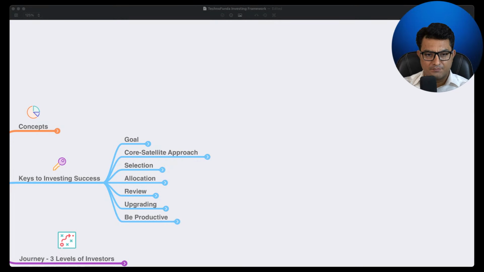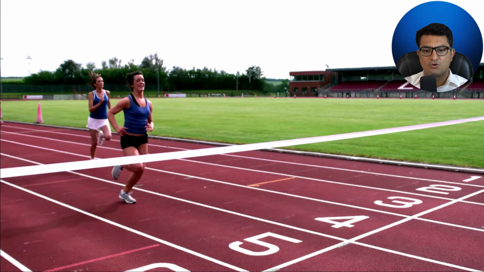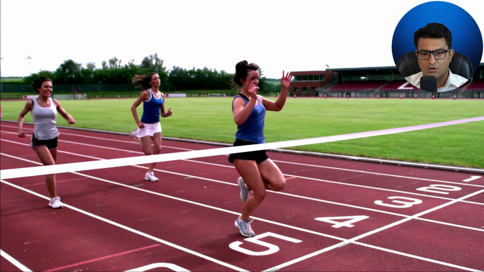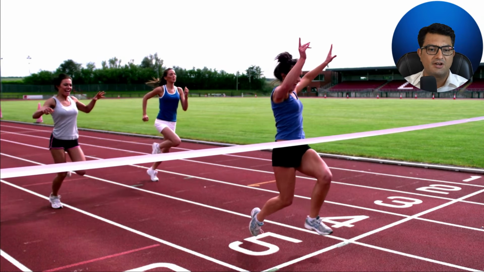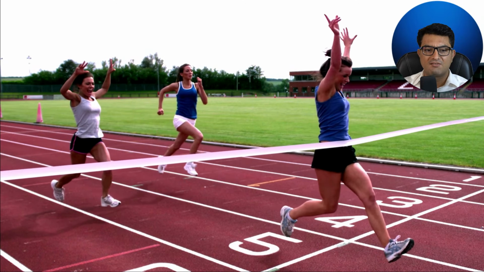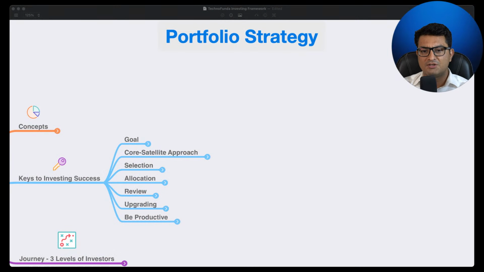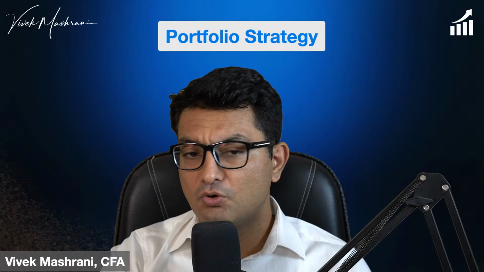And the aim should be to accelerate your financial freedom journey, right? And only when you have a goal or a plan or a strategy around it, only then it will happen. If you don't have a strategy around it, why you need to do what you need to do, it will not happen. Okay, so let's come into the portfolio strategy.